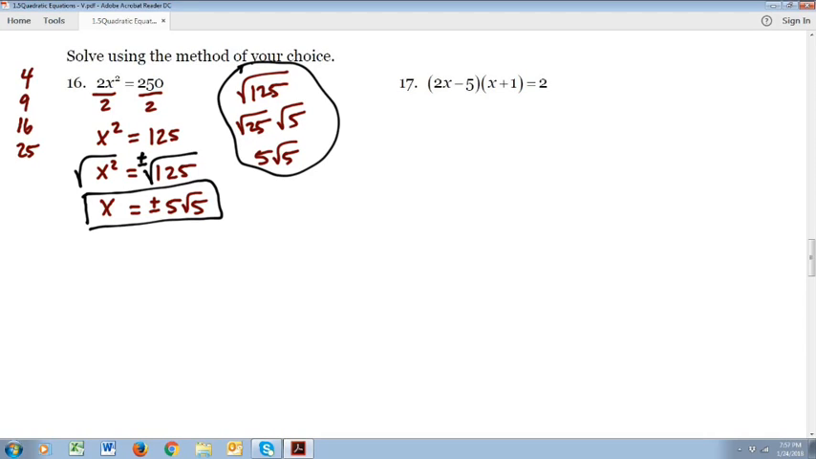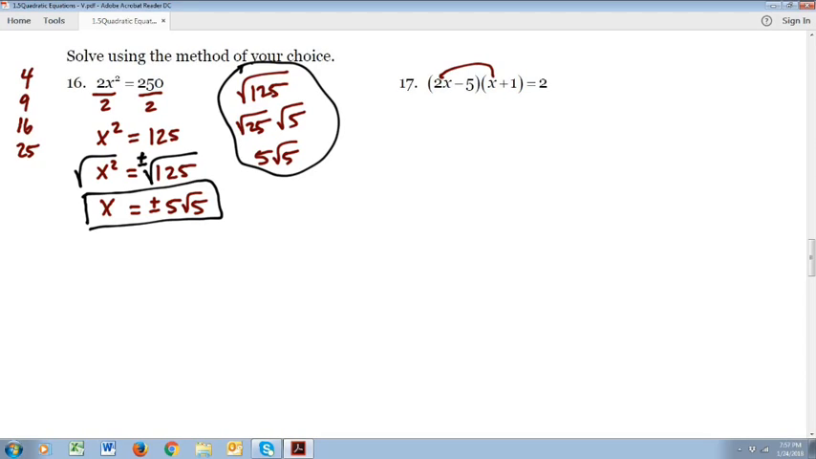All right, let's look at number 17. Now in this problem, if this were a 0 over here, we could actually just set each of our factors equal to 0. But that property only works when you have a 0 on the one side and the other side's factored. So in this case, we're going to have to FOIL out the left side and then move that 2. So let's go ahead and do that.